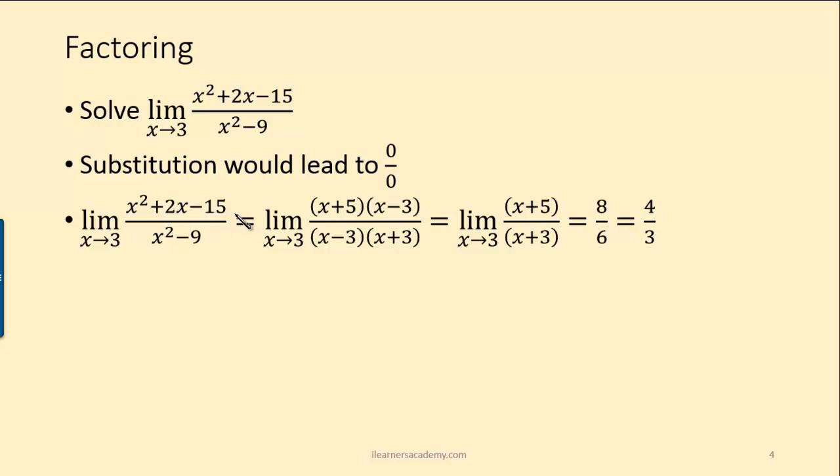If you don't remember how to factorize these, you need to go back and look at maybe an intermediate algebra course. So this factorizes to x plus 5, x minus 3, and this is a difference of squares, so this factorizes to x minus 3, x plus 3. Of course, this then can be simplified. X minus 3 divided by x minus 3 gives us 1, leaving us with x plus 5 over x plus 3. And the limit of this expression now as x approaches 3 is 8/6, which is the same as 4/3. So the limit of this rational expression as x approaches 3 is 4/3.